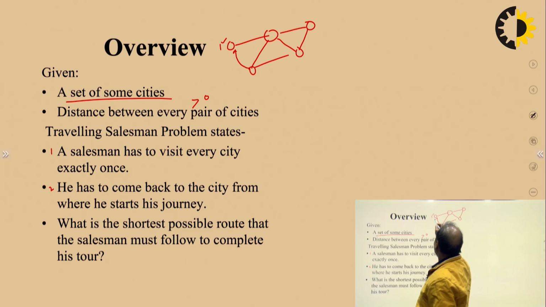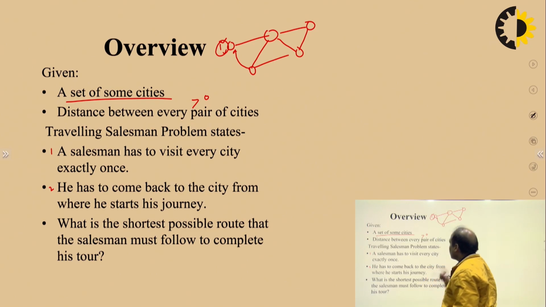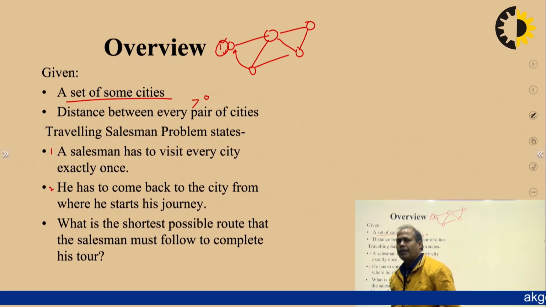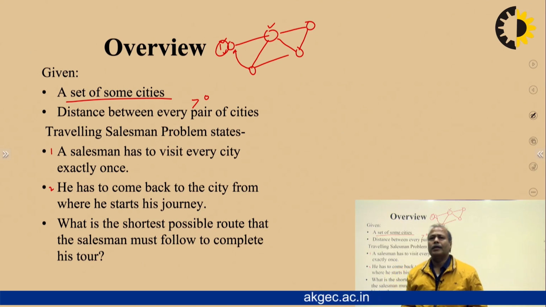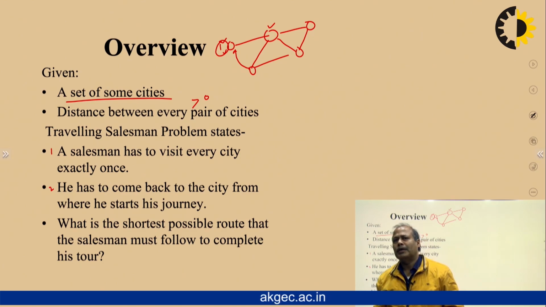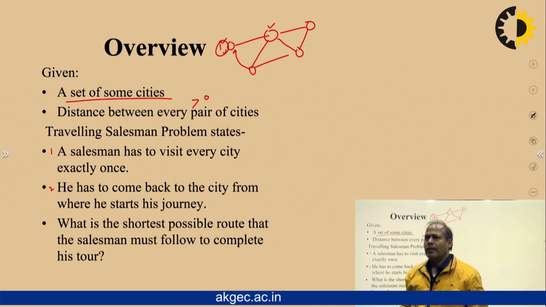So the salesperson starts from a particular node, visits every vertex exactly once, and comes back to the same vertex, but the cost of the travel should be optimum. Optimum in the sense of minimum. Remember, vertices can be visited exactly once, while edges can be visited more than once. There is no restriction on the edge, but there is a restriction on the vertex. Each vertex is visited exactly once, and we have to visit all the vertices also.